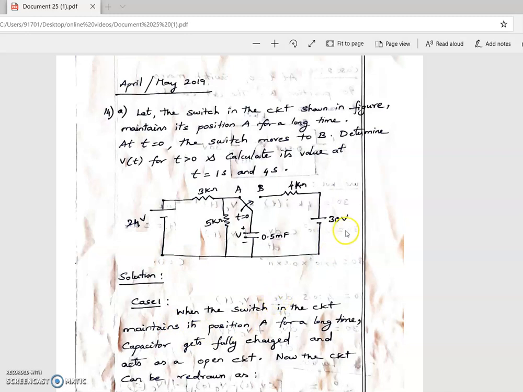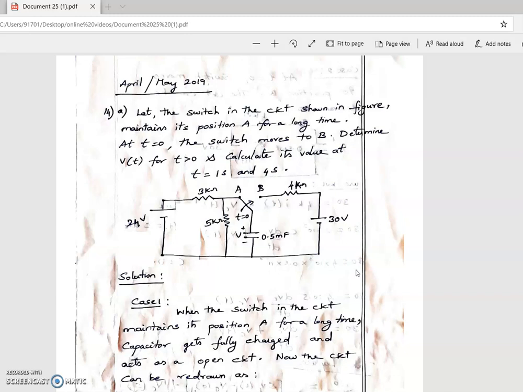Here we need to find the voltage across the capacitor. This is the question they have asked. Here we have two sources, one 24 volt and another 30 volt, and two switches, three resistances and one capacitor. This sum is divided into two cases.